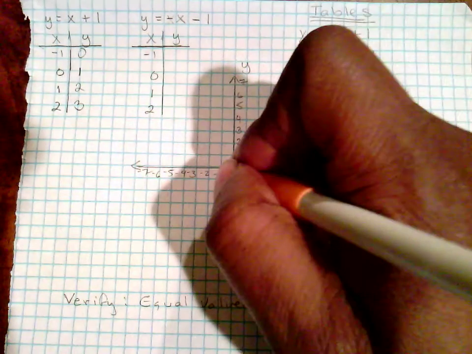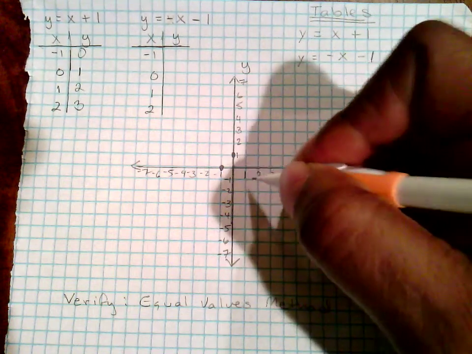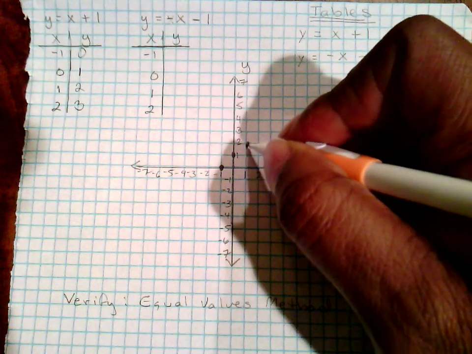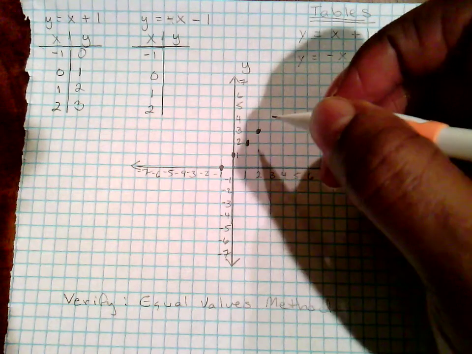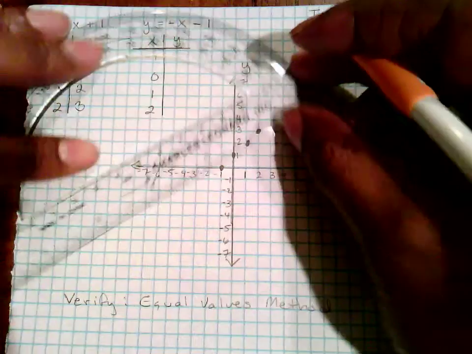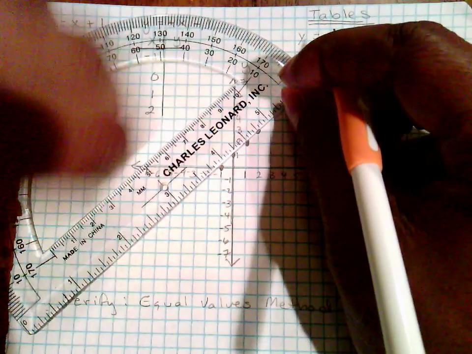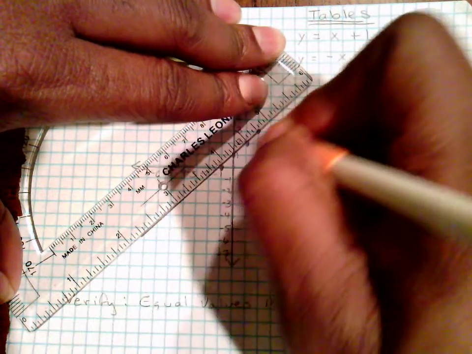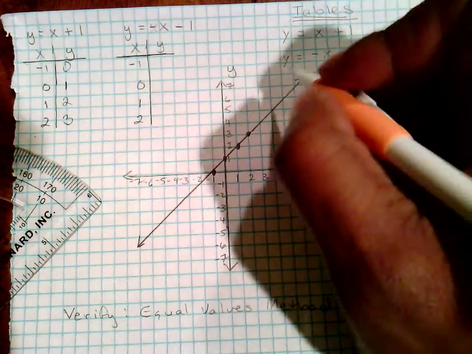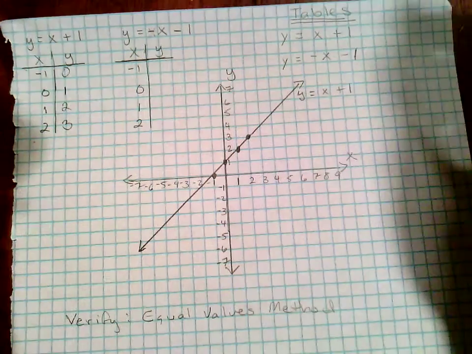So negative 1, 0, then 0, 1, 1, 2, and then 2, 3. Then draw a line passing through each of these points. And this is the graph of y equals x plus 1. All right, that's our line.